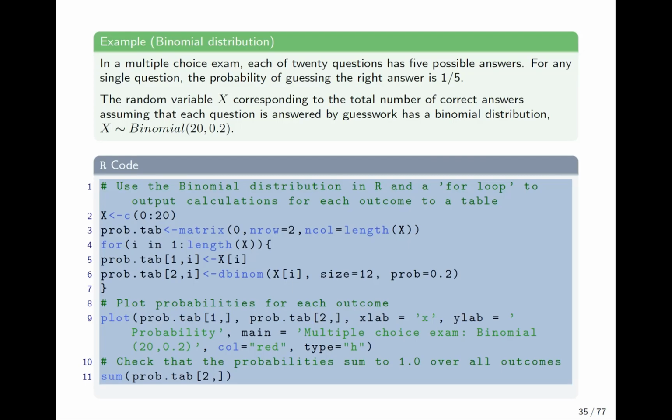And to give an example of binomial, let's say we have a multiple choice exam and each of 20 questions has 5 possible answers. Now, if we go in with sheer ignorance, the probability of guessing the right answer is 1 over 5, or 0.2. So the random variable corresponding to the total number of correct answers, assuming that each question is answered by guesswork, would have a binomial distribution where n equals 20 and the probability of success equals 0.2.